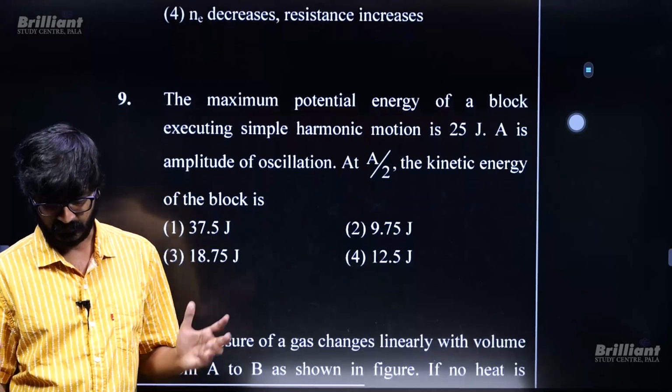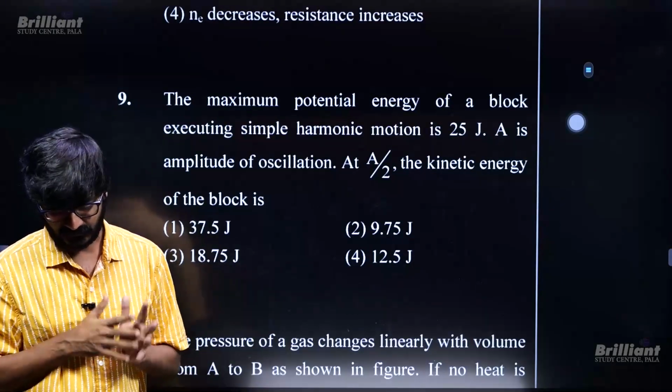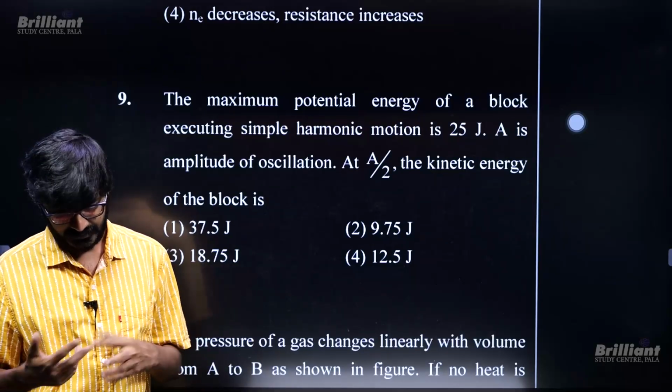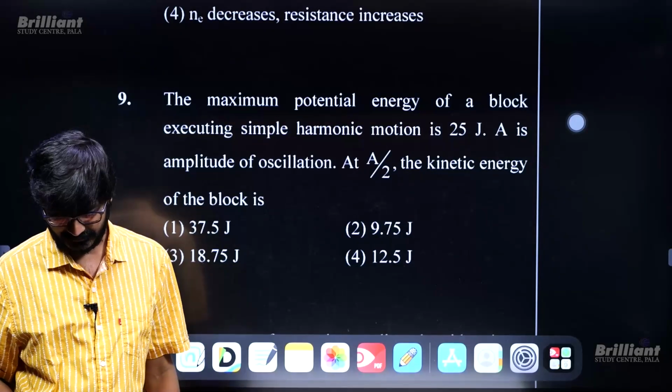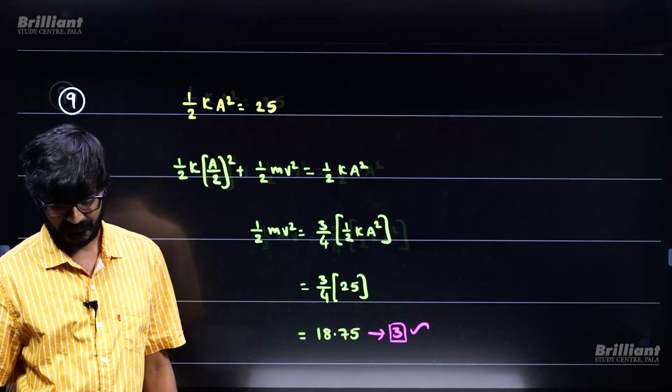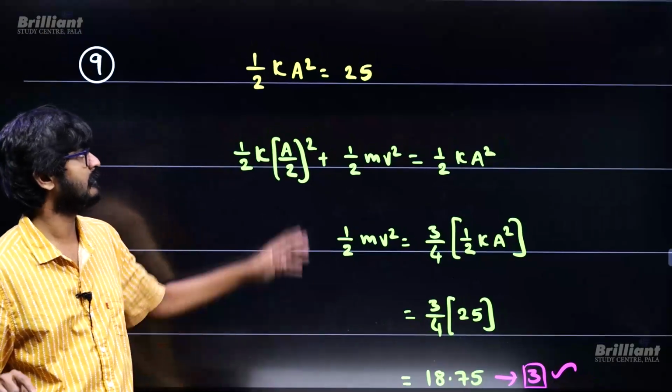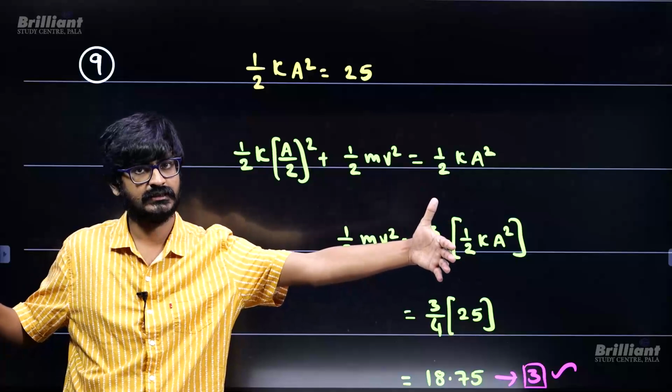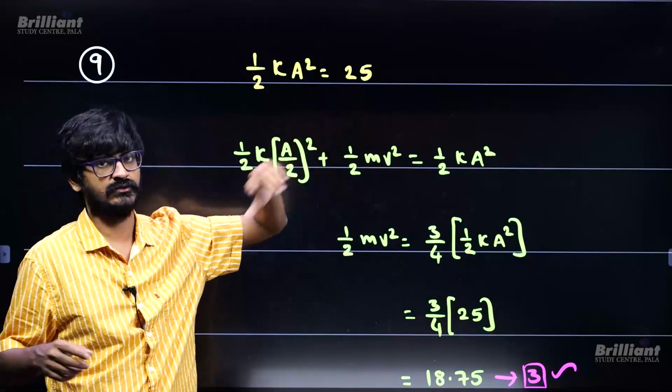The next question, the maximum potential energy of a block performing SHM is 25 joules. A is amplitude. So at A by 2, what is the kinetic energy? So what is the maximum energy? Maximum energy will be half k A square, which is the maximum potential energy at the extreme position, which is given as 25 joules in the question.